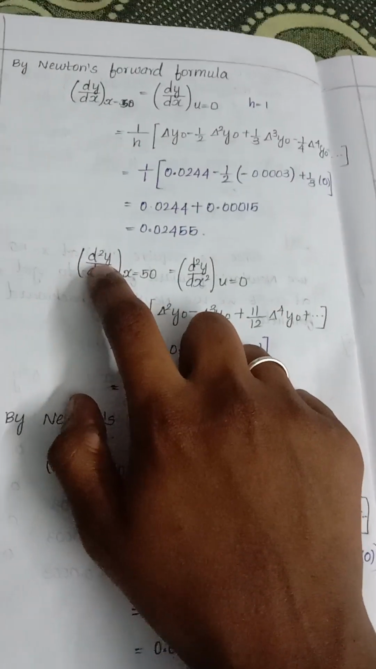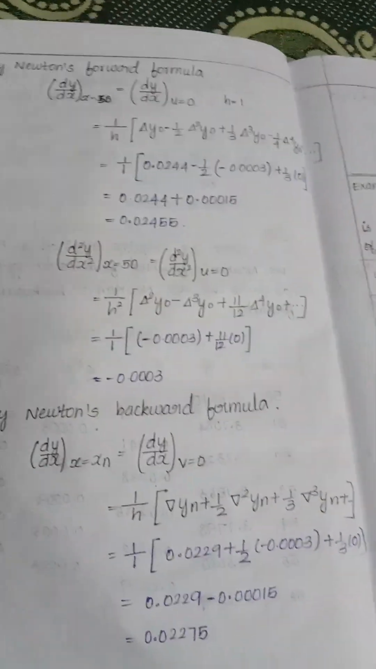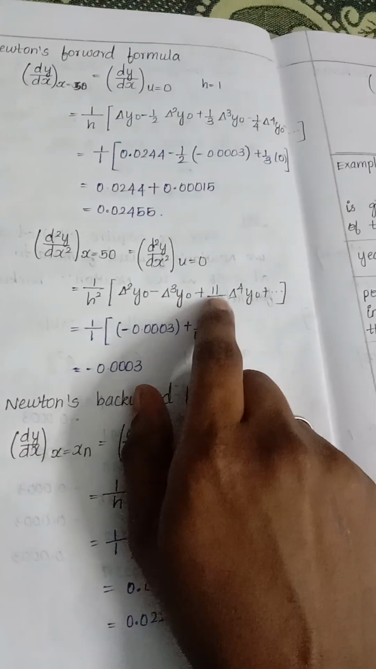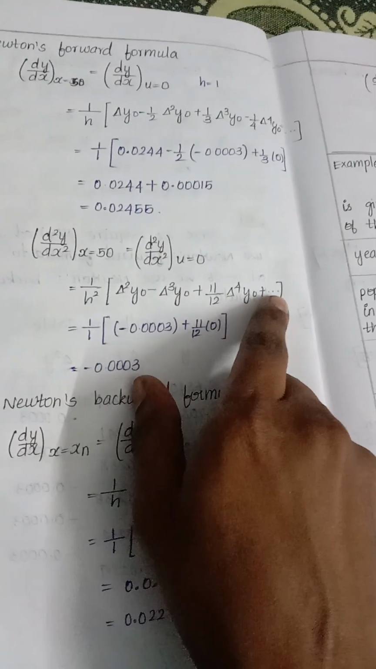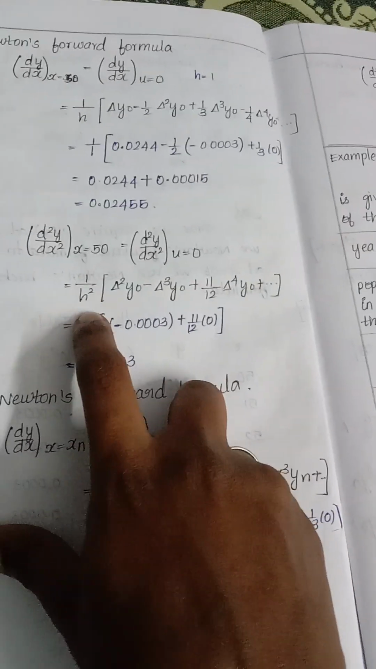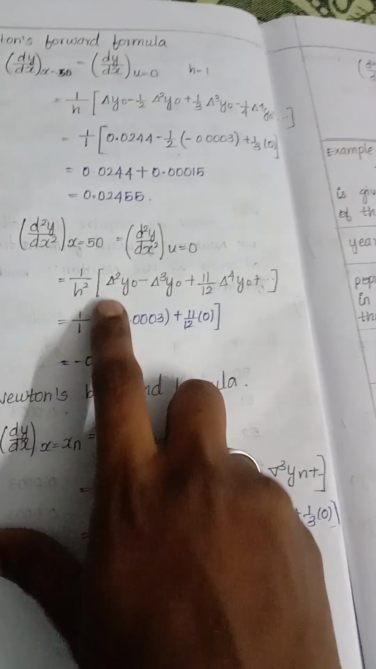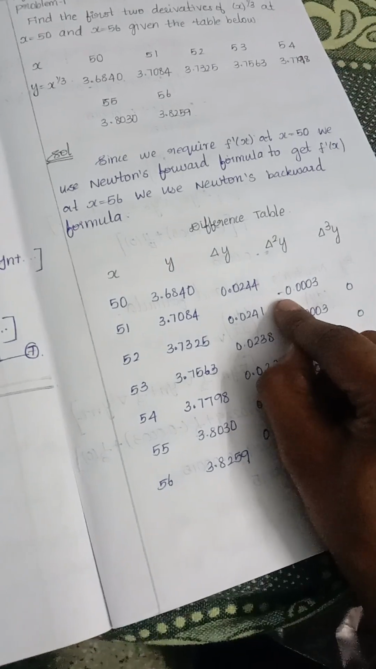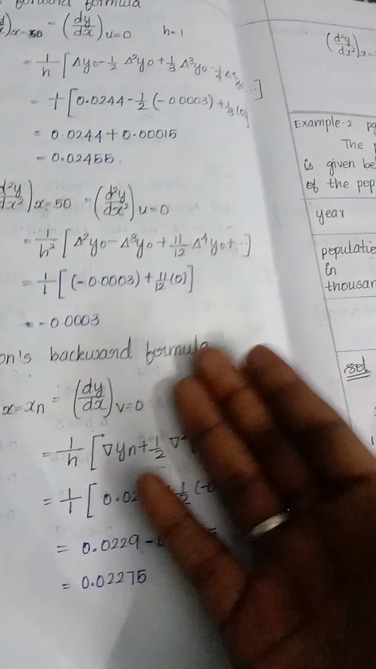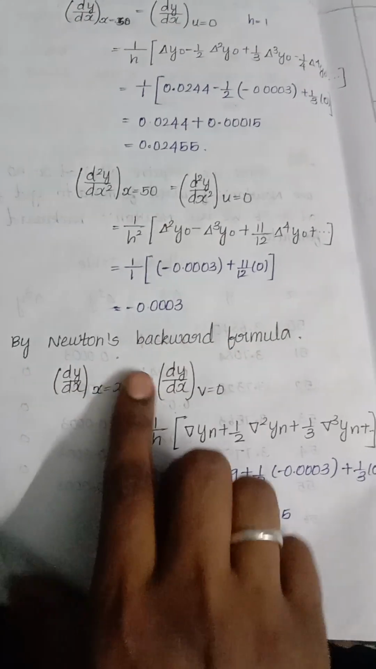Next we have to find the second derivative. The second derivative is 1 by h square into del square y naught minus del cube y naught plus 11 by 12 del power 4 y naught. If we substitute the values, h is 1, so 1 divided by 1. Del square y naught is minus 0.003 and del cube is 0. If we substitute and subtract, we get these values.